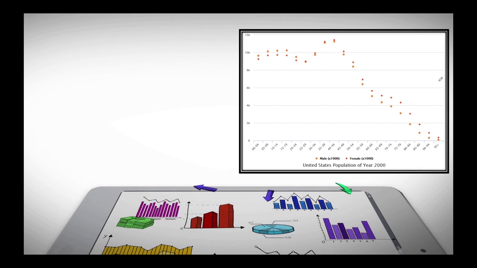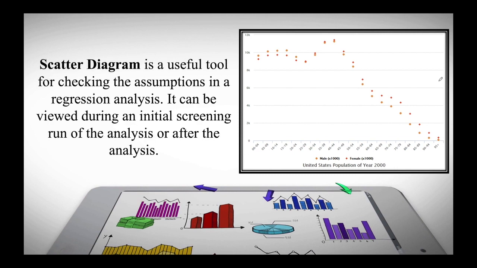So here we have this scatter diagram of the United States population ng year 2000s, female and male. So, ayan, population. And this is a scatter diagram. By definition, guys, a scatter diagram is a useful tool for checking the assumptions, take note of the term assumptions, in a regression analysis. It can be viewed during an initial screening run of the analysis or after the analysis.